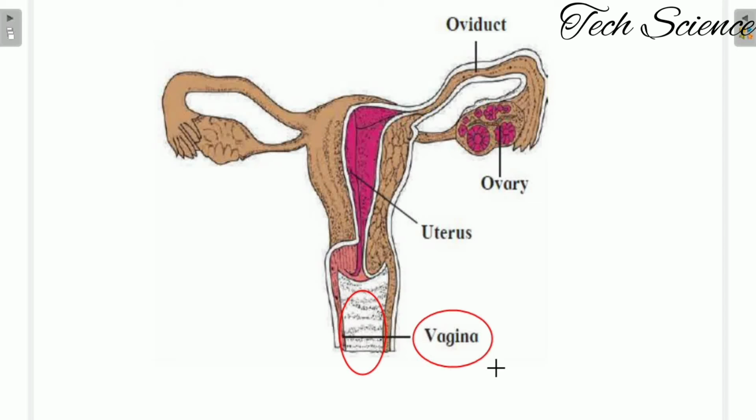And the last part is called the vagina. What is its function? It is also a muscular tube-like structure into which the uterus opens. The vagina is the route for menstrual blood flow. When the egg is released every month, if it is not fertilized, the degeneration of the egg starts, and this results in the menstrual cycle, and the exit for this menstruation is through the vagina.